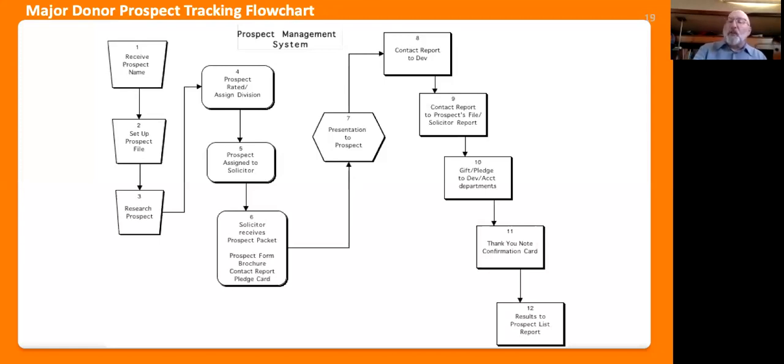If there's a gift or a pledge, that has to go to the accounting department, because remember, we put pledges into our database, but accounting only records it when it's a cash gift. So we have to make our pledges and gifts reconcile with the accounting department when it's actual fulfillment of a pledge. Then you might send them a thank you note, and then the results go to the prospect list, which we're going to talk about.